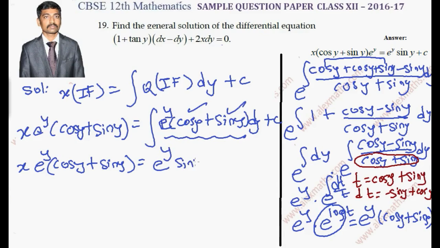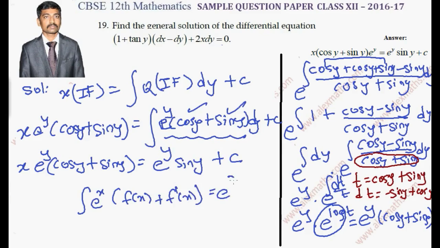I'll write the form here clearly. Suppose if you have e^x [f(x) + f'(x)], then this is going to be e^x f(x) + c. In the same way, we have e^y, and here one is f(x), another is f'(x). So we get the answer.